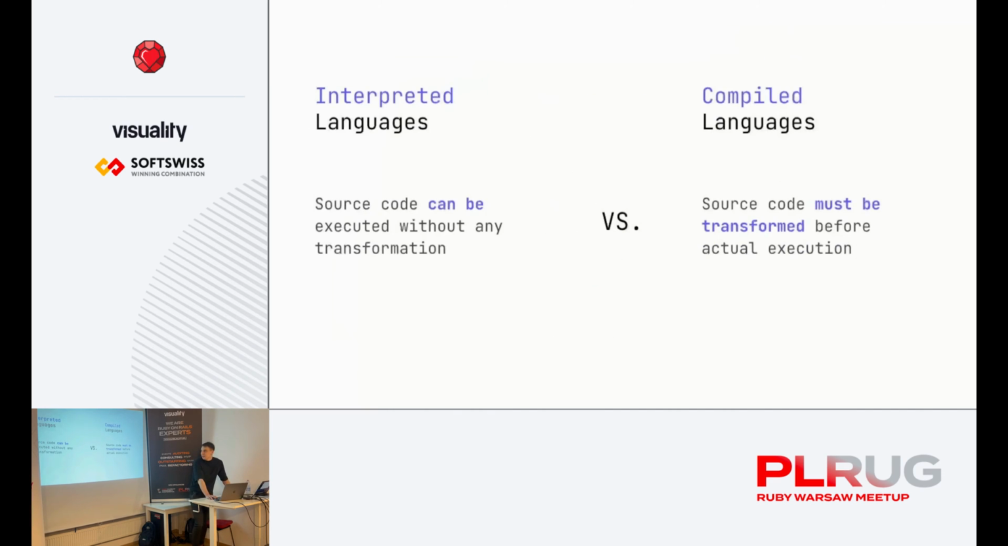Yeah, and another thing that we need to understand is that there are interpreted languages and compiled languages. And interpreted languages are really simple. So we have our source code, and to run it, we just take it and run it without any transformation. But for compiled languages, there should be that step in between that makes something with your source code.